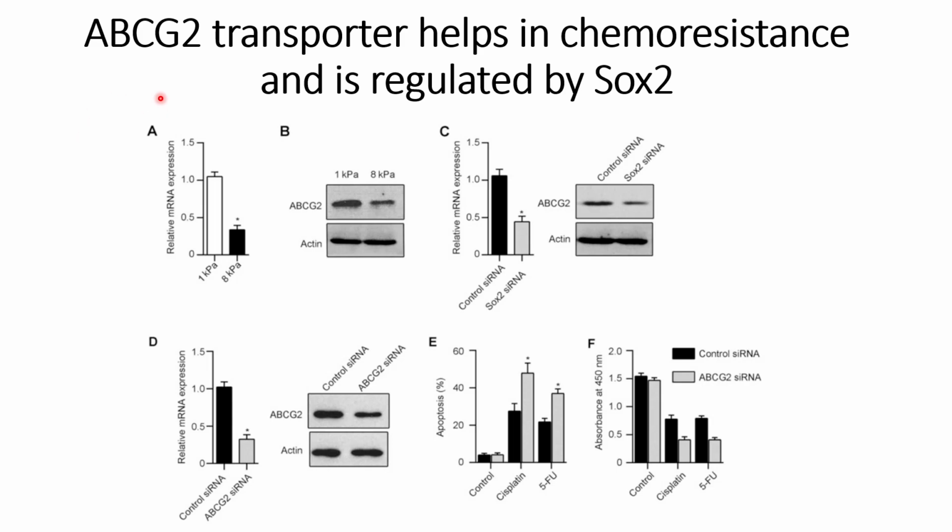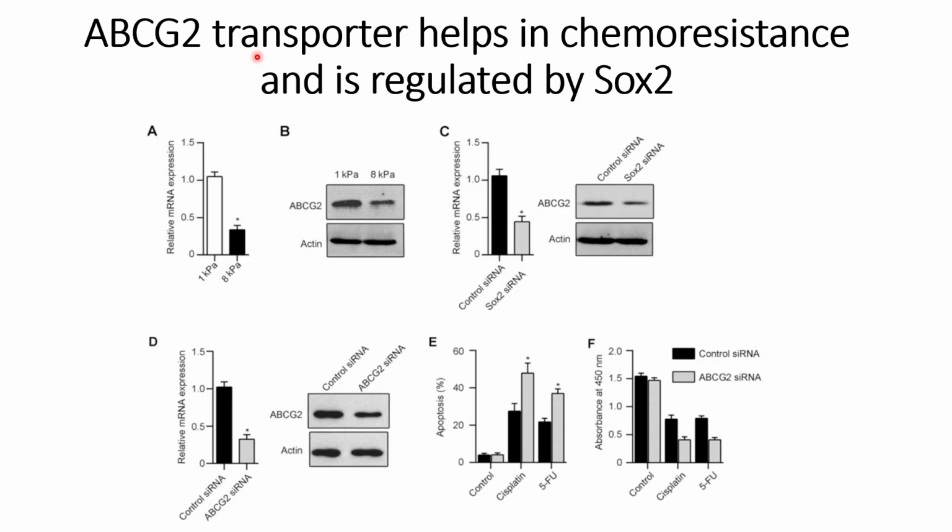In this video, we will discuss the last main figure of this paper, where they talk about this ABCG2 transporter that helps in chemoresistance and is also regulated by Sox2. So, how did they come to this ABCG2 transporter? From the literature, they found that these ATP binding cassette transporters, usually present in the cytoplasm or cytosol, exclude many chemotherapeutic drugs out of the cytoplasm.